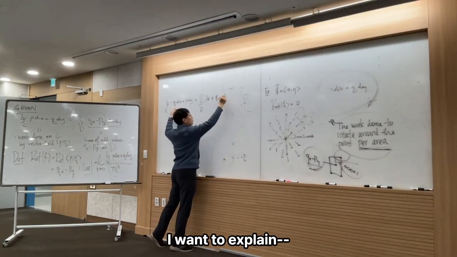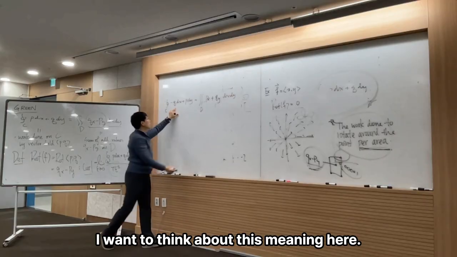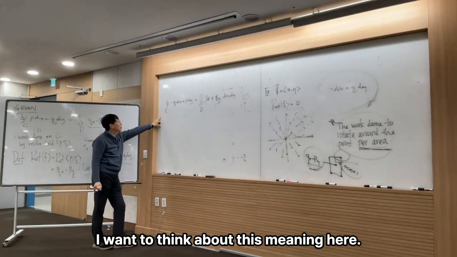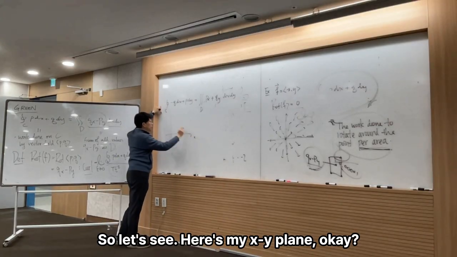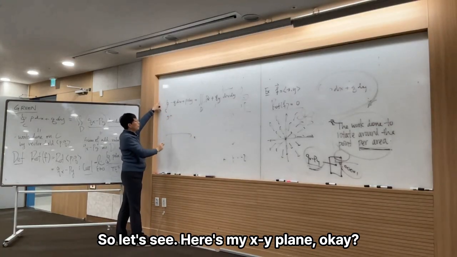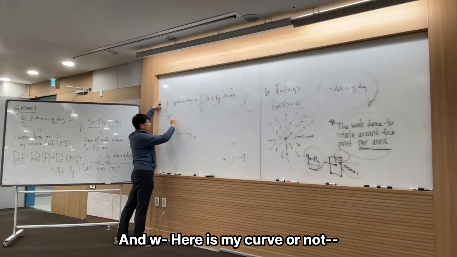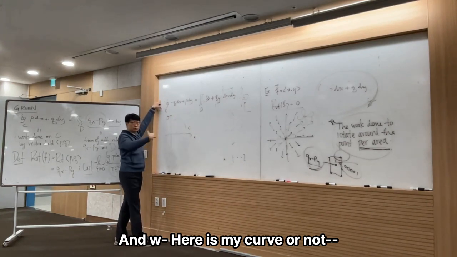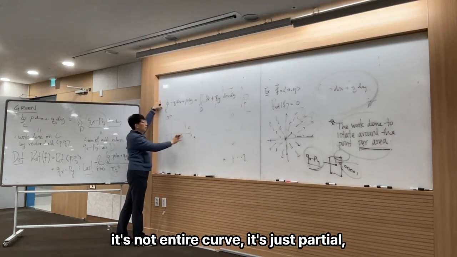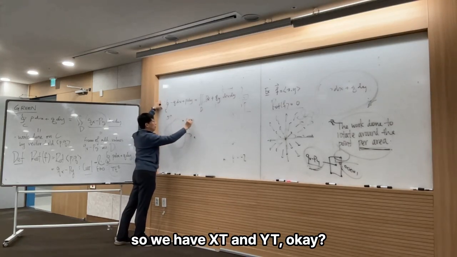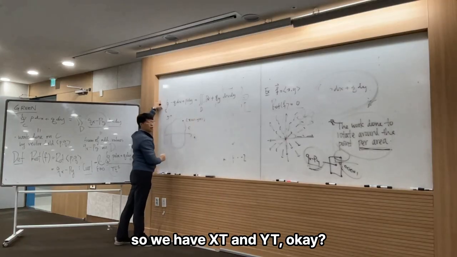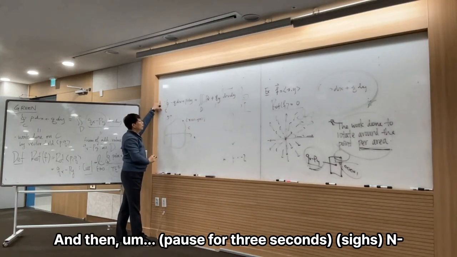So I want to think about this meaning here. So let's see, here's my xy plane, okay? And here's my curve, it's not the entire curve, it's just partial. So here is my point. So we have x(t) and y(t), okay?